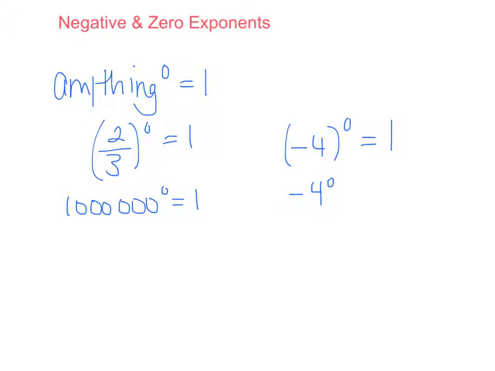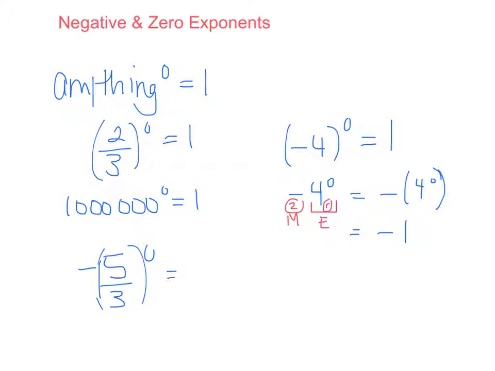BEDMAS tells us we have to do the exponents first. E from BEDMAS is the exponents. This means you're multiplying by a negative 1. So this happens first, that happens next. So this is going to be equal to the negative answer of 4 to the power of 0, which is negative 1. So if there's a negative number to the power of 0 but there's no brackets, then basically it's equal to negative 1. For example, negative 5/3 to the power of 0 is equal to negative of 5/3 to the power of 0, which is negative 1.